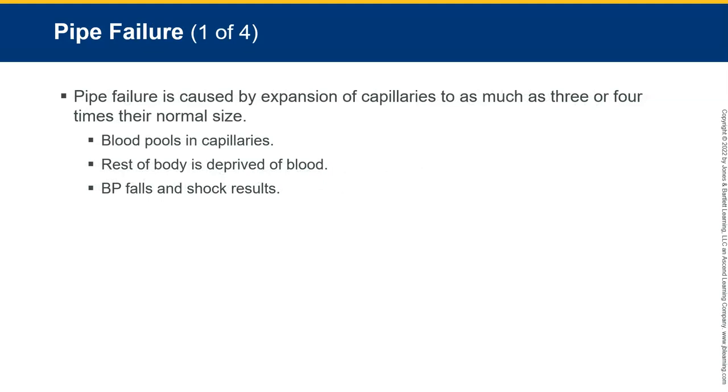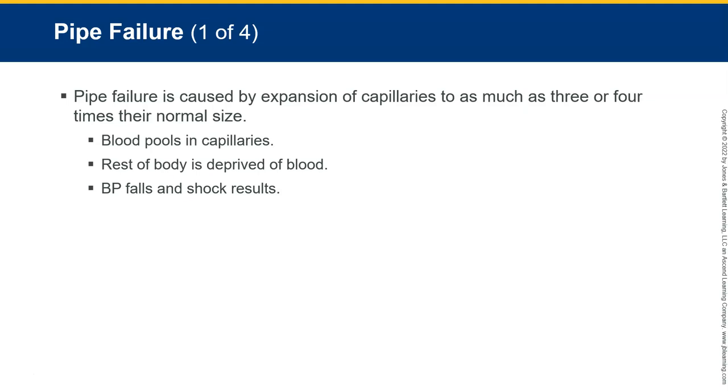Pipe failure is caused by the expansion of the capillaries to as much as 3 or 4 times their normal size, because those things are normally keeping everything nice and tight and where it's supposed to be. They dilate to 3 to 4 times their normal size, and that causes fluid shifting. So the blood pools in the capillaries instead of circulating throughout the system. When the blood pools in the capillaries, the rest of the body is deprived of blood, obviously. And what we might see is that the blood pressure can fall, and shock results.